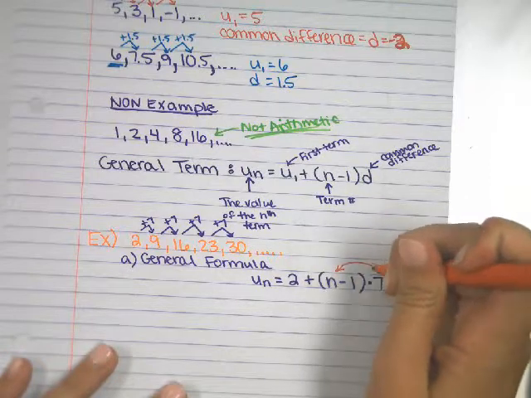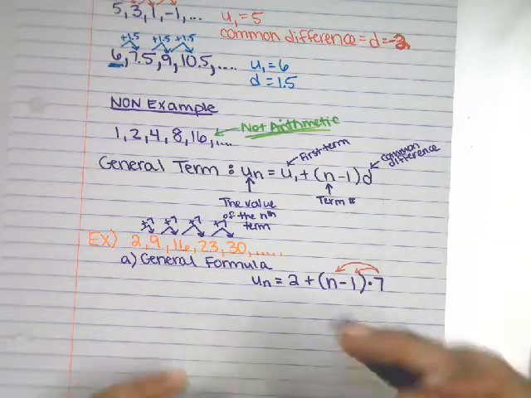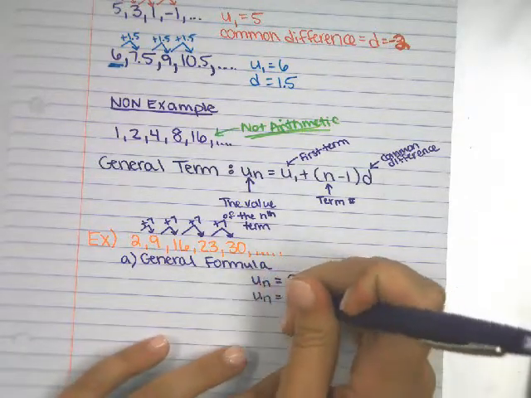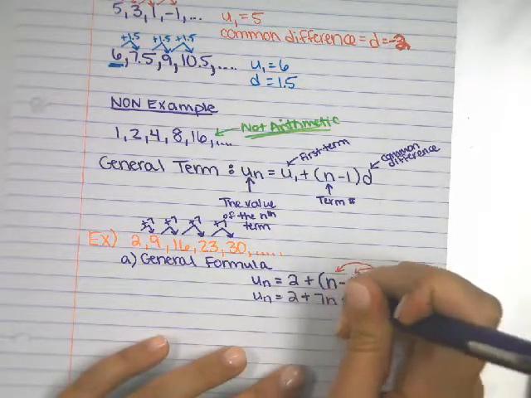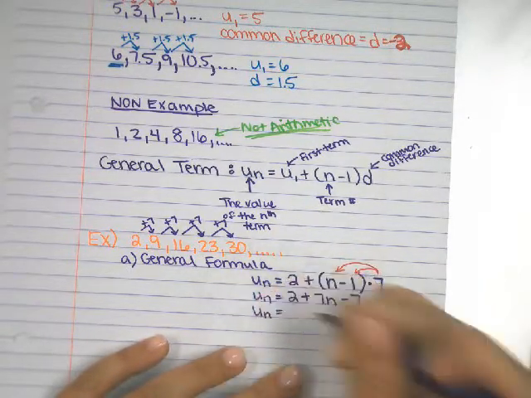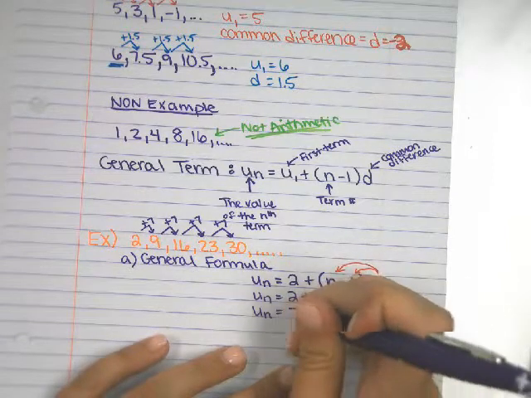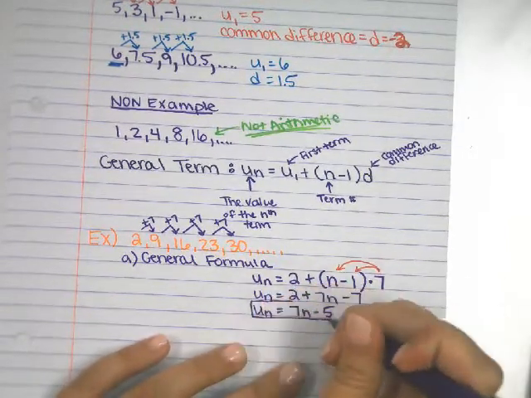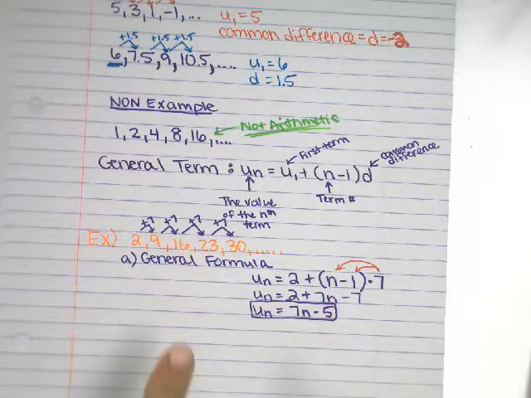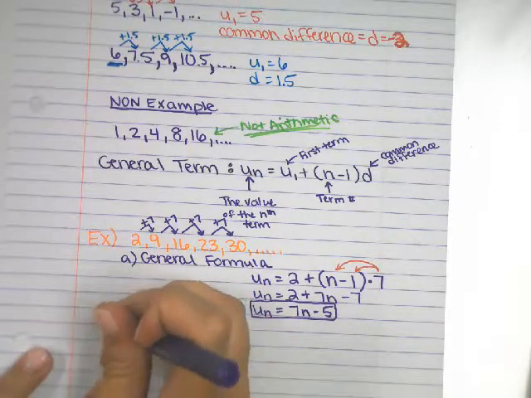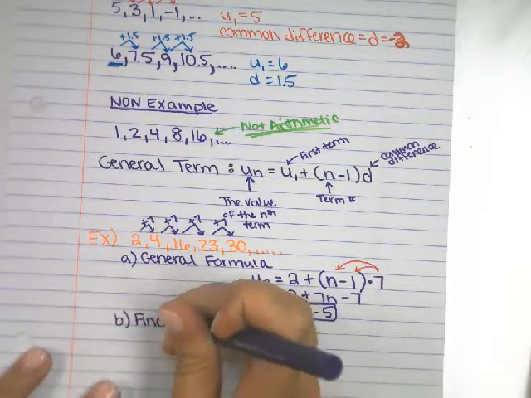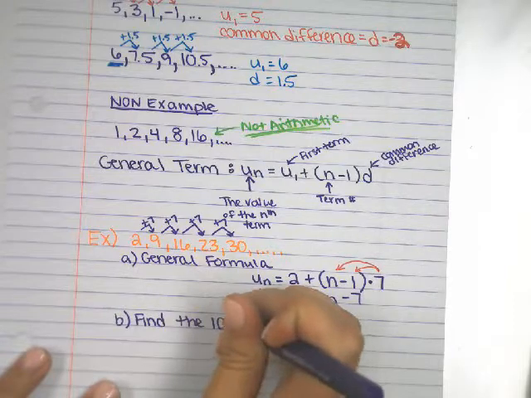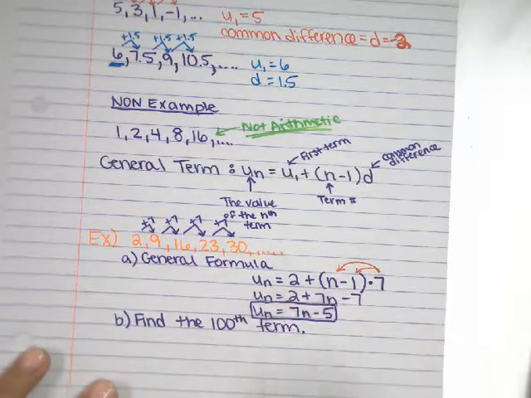To simplify it, we can distribute the 7 into the parentheses. So we get 7n minus 7. And then we put the 2 and the negative 7 together: 7n minus 5. That's our general formula for that sequence. Part B, we are going to find the 100th term.